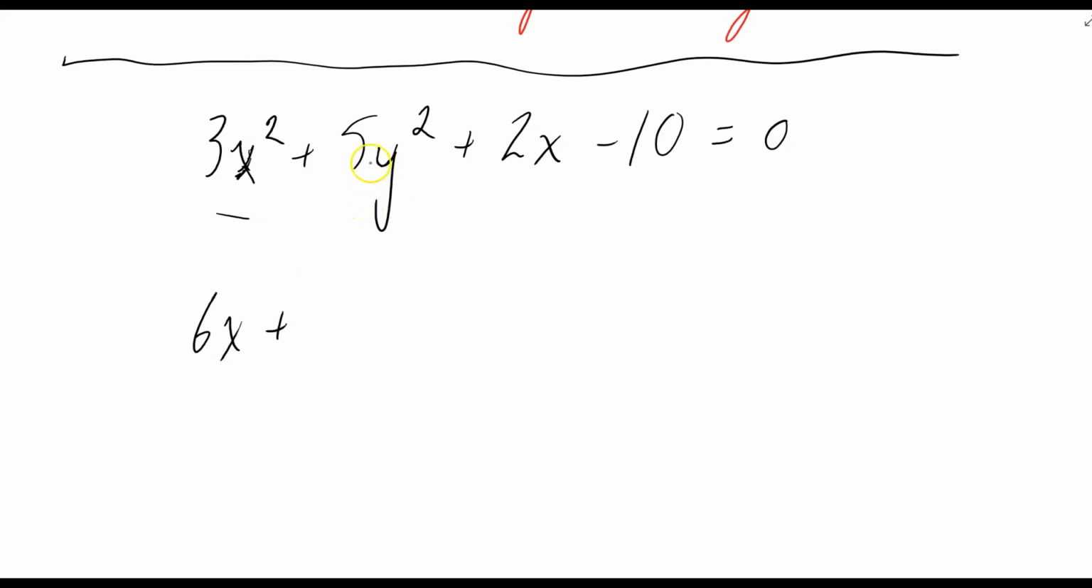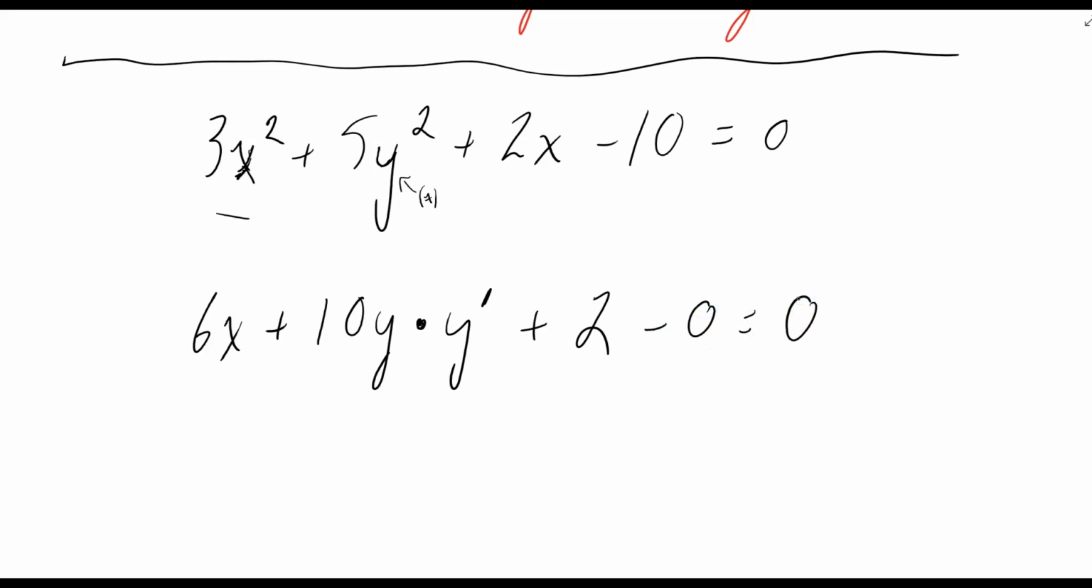Look at this term. Take its derivative as if this is an x, right? But it's not. So it's 10y. It's not an x, so we will multiply by y prime. Then we move to the next term. Differentiate it with respect to x. It's just a 2 minus 0 equals 0. It's a little bit shorter notation. So in other words, anytime you are taking a derivative of a term that is not an x, you need to multiply by y prime.